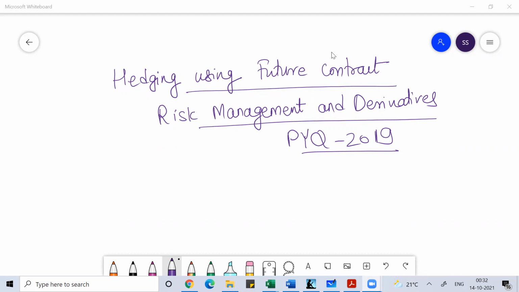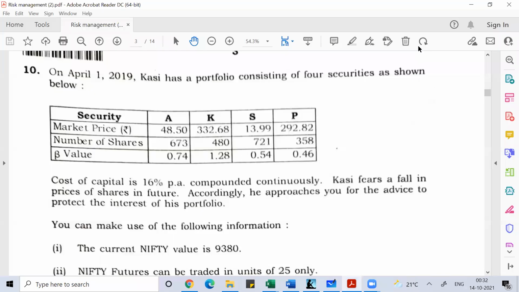And in this class, I'm going to discuss hedging using future contract, which is a very important concept. I'm going to discuss the problem which usually comes every year in Bangalore University exam of 10 marks for the subject called risk management and derivatives. You can see the problem like this.